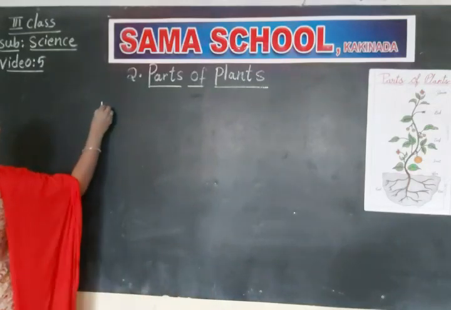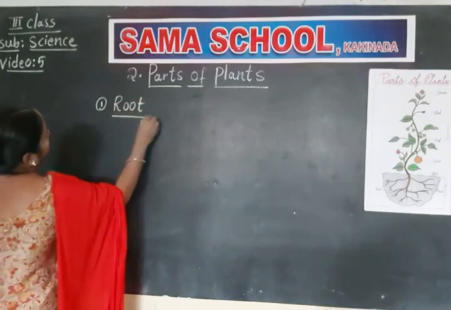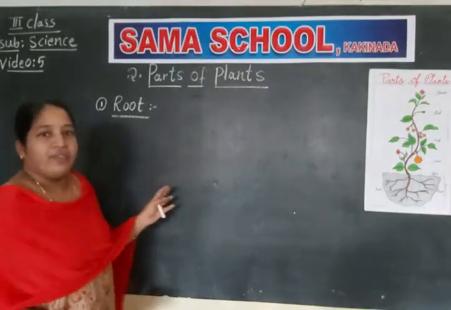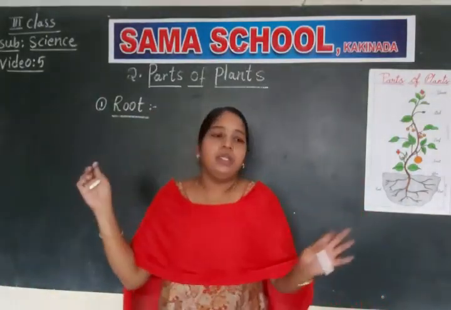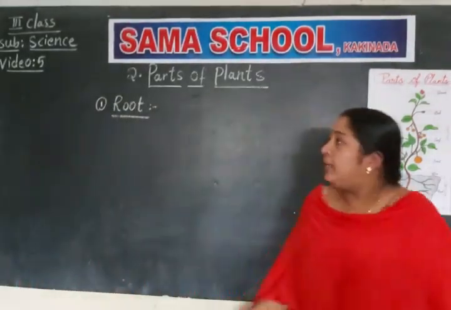First one, root part. So I already told you that every part has its own function. Clear, children? So the first part is the root part. How does the root help a plant?